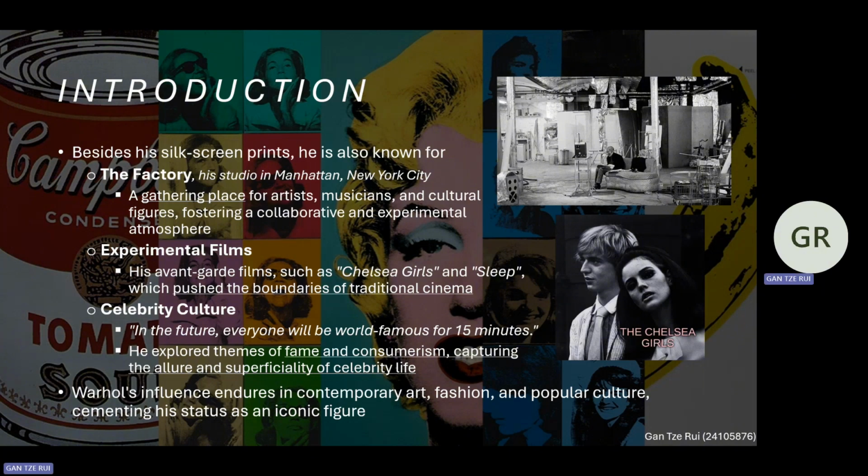Next is his view on celebrity culture, where he explored themes of fame and consumerism, capturing the allure and superficiality of celebrity life. He has his famous quote, "In the future, everyone will be world famous for 15 minutes." Warhol's influence endures in contemporary art, fashion, and popular culture, cementing his status as an iconic figure.